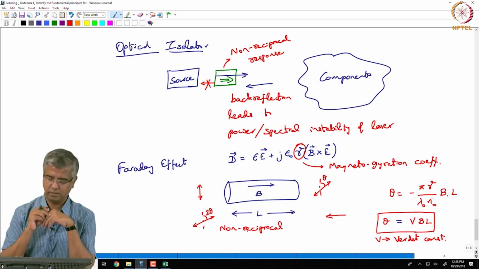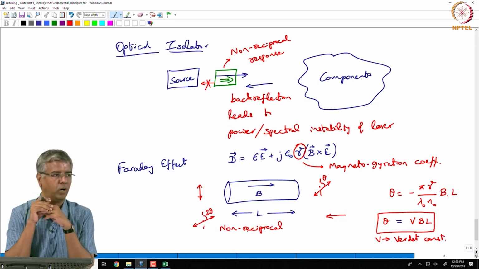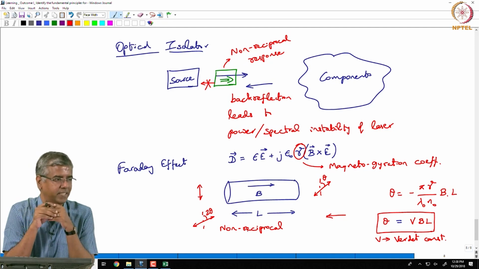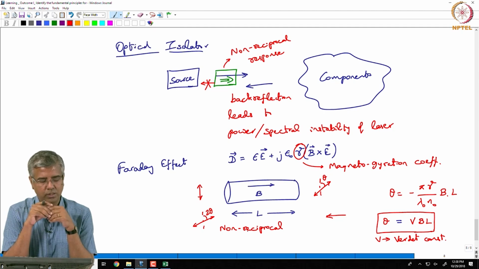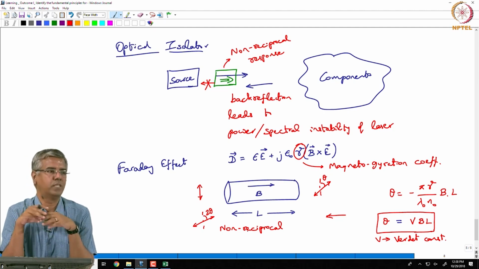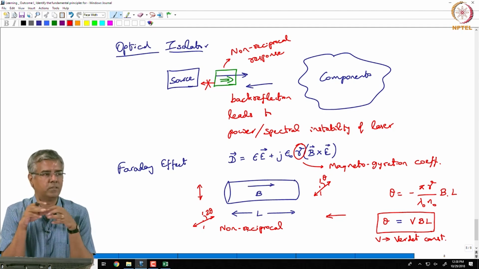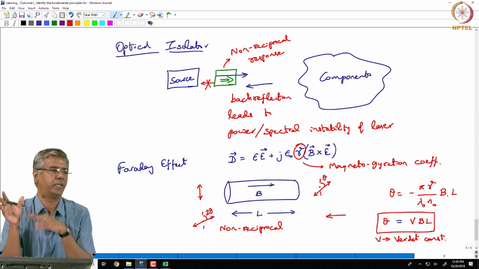In this case, we are looking at it from the perspective of building an isolator. So, the question is, can we use this? We are not talking about just getting rotation.